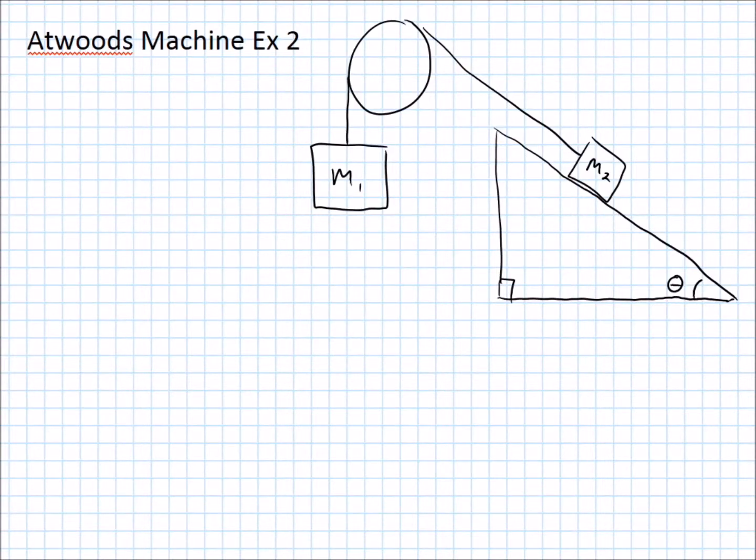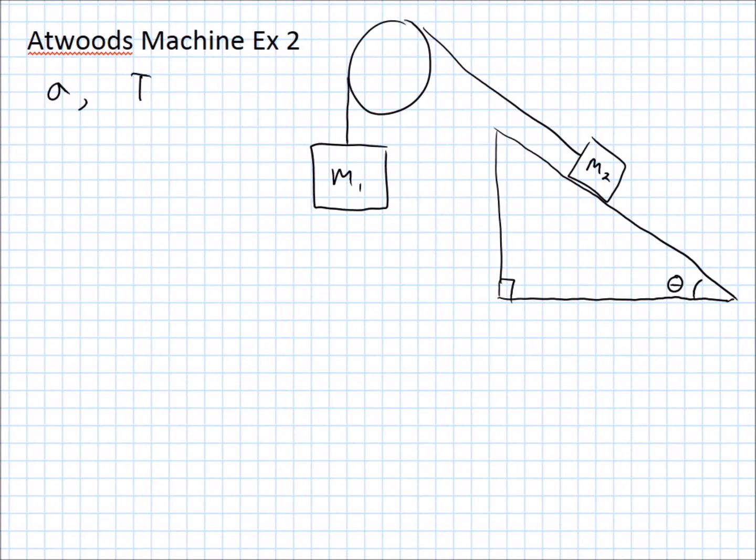Let's take another look at the Atwood's machine. That's two masses hanging from either side of a pulley. This time, though, we're going to put one of the masses on a frictionless ramp and see how things change. In an Atwood's machine, you want to be able to solve for acceleration and tension.